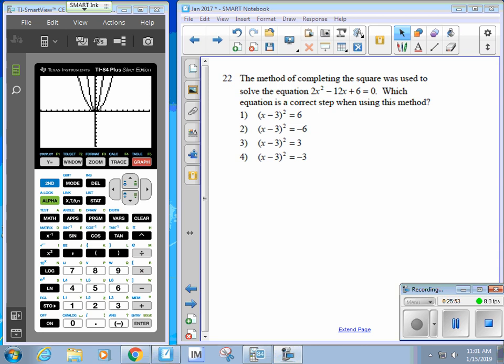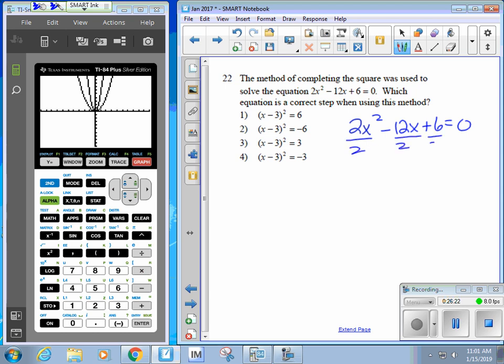Okay, this next one is tricky. It says the method of completing the square was used to solve the equation 2x squared minus 12x plus 6 equals 0. Now, to truly complete the square, it's an algebraic technique. So we would have to go ahead and write it down so we have room to work. And whenever possible, if there's a leading coefficient, a number on x squared, you want to divide it out of everything. And this one does divide out nicely, so we're going to do that.